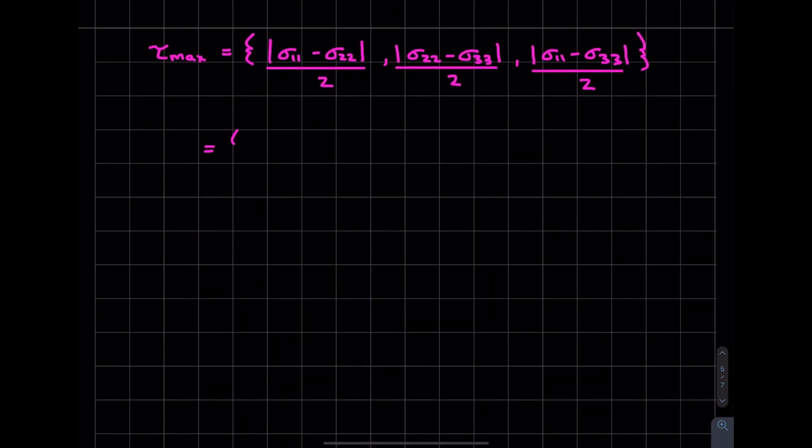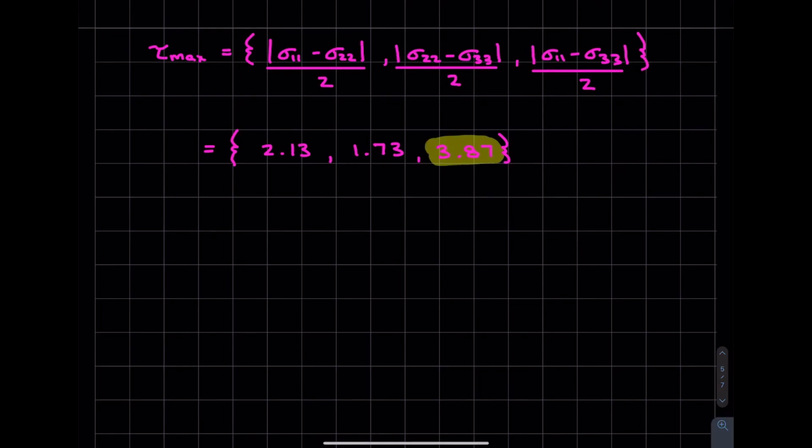I already figured them out, so you guys can just look above. You have sigma 11, sigma 22, sigma 33, and you just substitute them into here. For the first case, sigma 11 minus sigma 22 divided by 2, you get 2.13. For the second scenario, sigma 22 minus sigma 33, you get 1.73. And finally, for the last scenario, sigma 11 minus sigma 33, you get 3.87. Now, if we look at this, we can say the maximum value is this one right here.